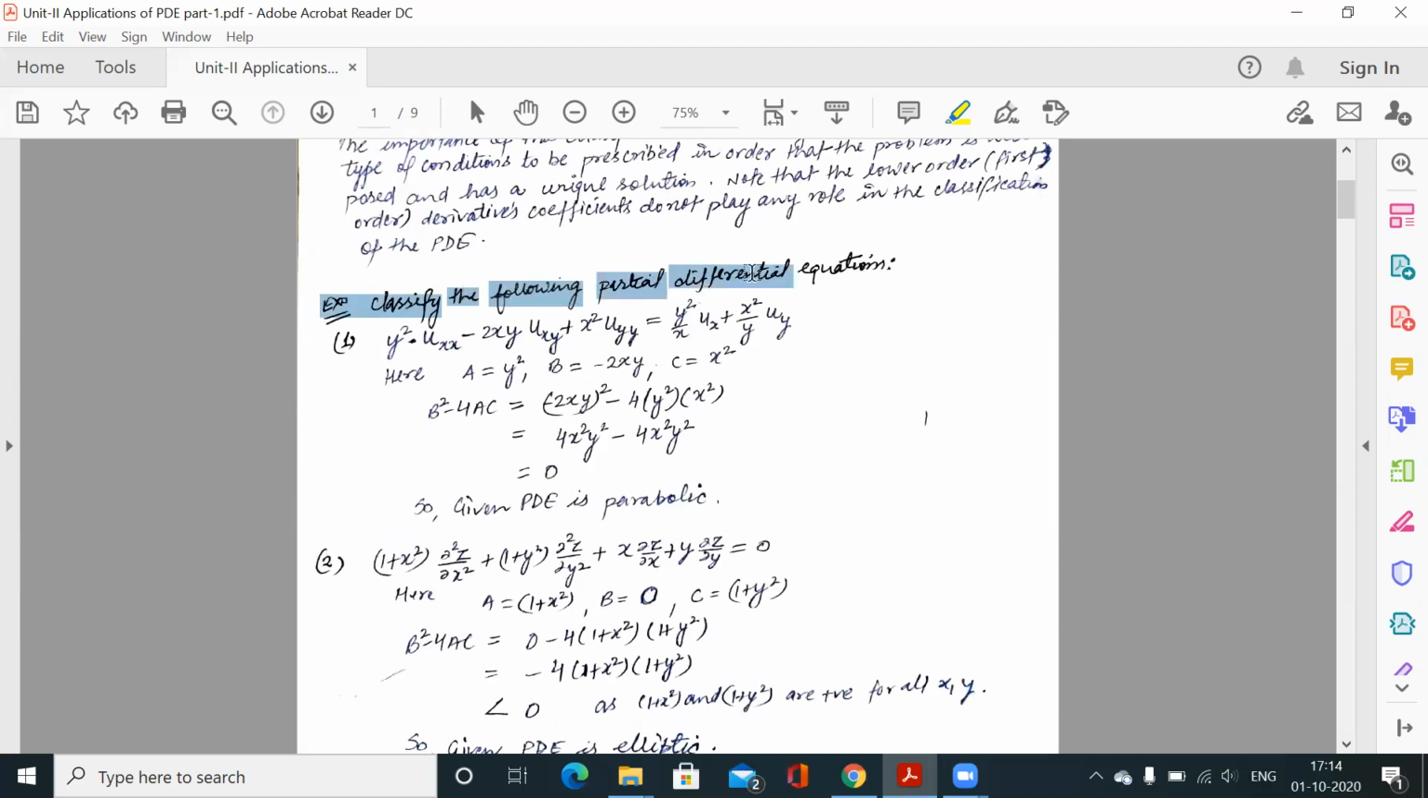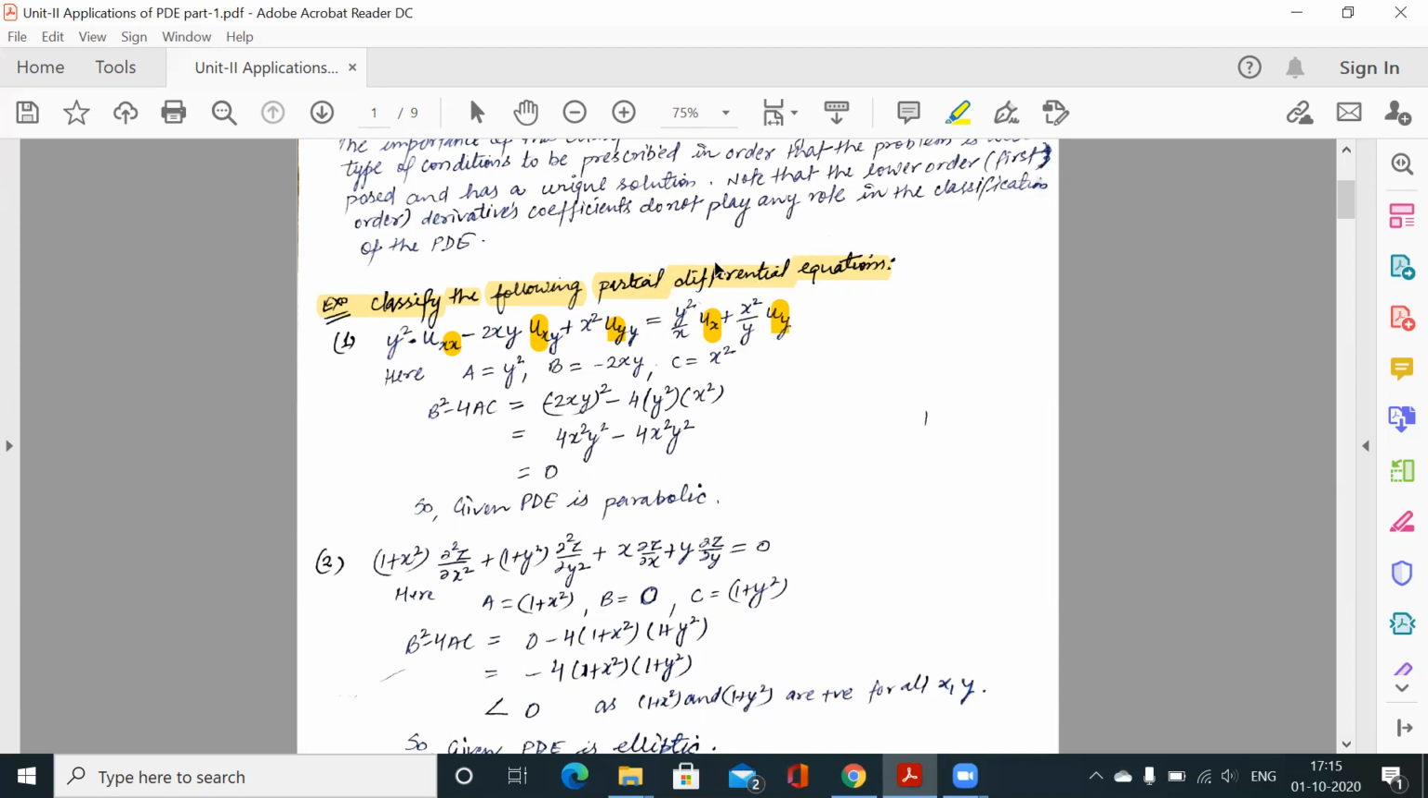Classify the following partial differential equations. So first, y square uxx minus 2xy uxy plus x square uyy is equal to y square over x ux plus x square by y uy. Clearly it is a second order PDE, because the highest derivative is second order. This is uxx, the double differentiation of u with respect to x. This uxy is the double differentiation of u with respect to x and y. This is the double differentiation of u with respect to y. These are first order derivatives with respect to x and with respect to y.